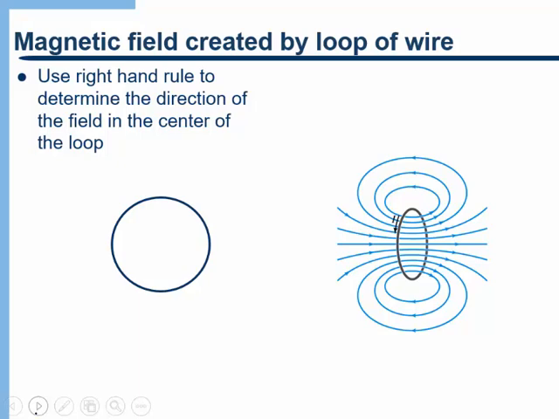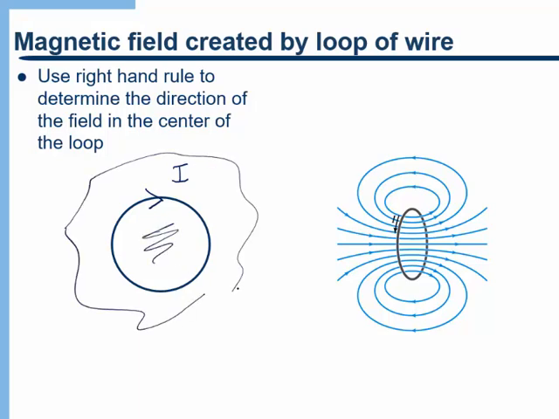Let's look at the magnetic field created by a loop of wire. So what I want you to do here is, let's say that our current is going clockwise. So take your thumb and put it in the direction of the loop and try to figure out what is the direction of the magnetic field inside the loop, and what is the direction of the magnetic field outside the loop.